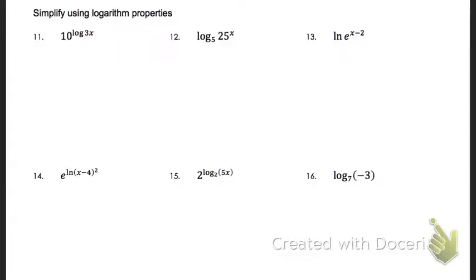Okay, so simplifying, just using the properties again. So if the log does not have a base, what do we assume? It's 10. And our property tells us 10 to the log base 10 becomes 1. So I'm left with 3x.